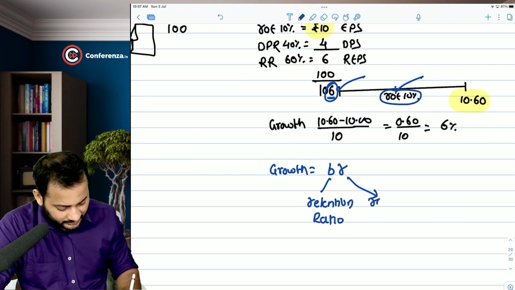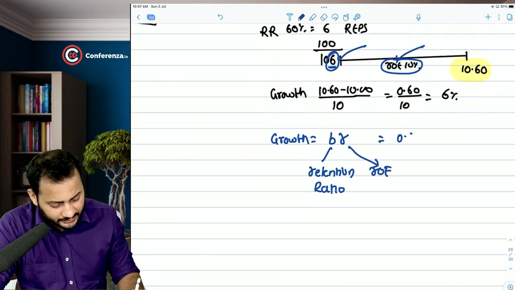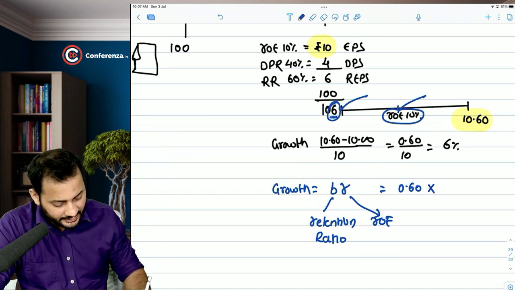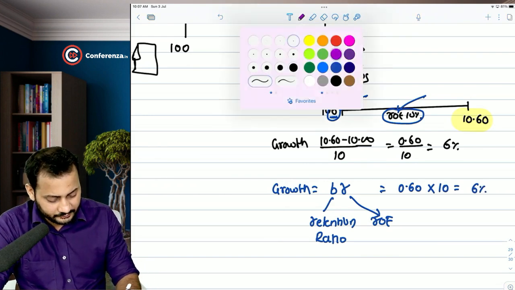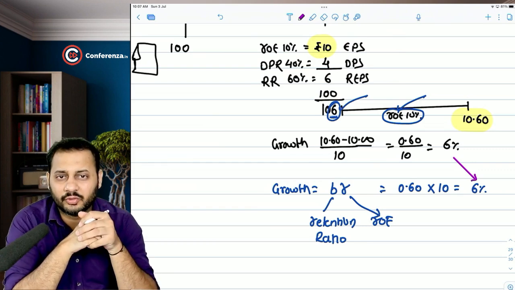and R is the return on equity or return on investment. So retention ratio is 60%, am I right? Retention ratio was 60% and your return on equity was 10%, which automatically comes to 6%. Are we right? So this is how we have to calculate the growth rate.